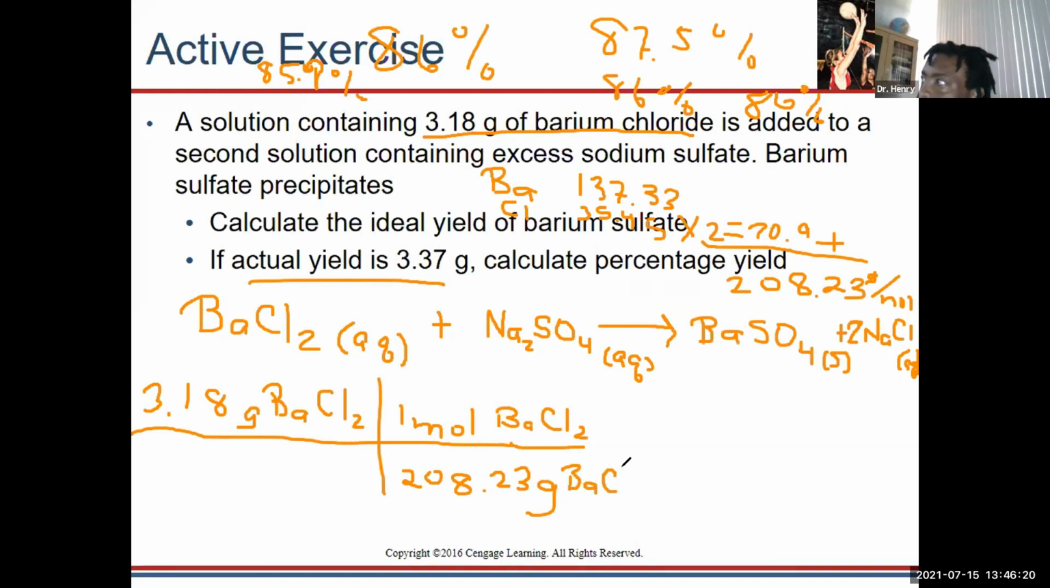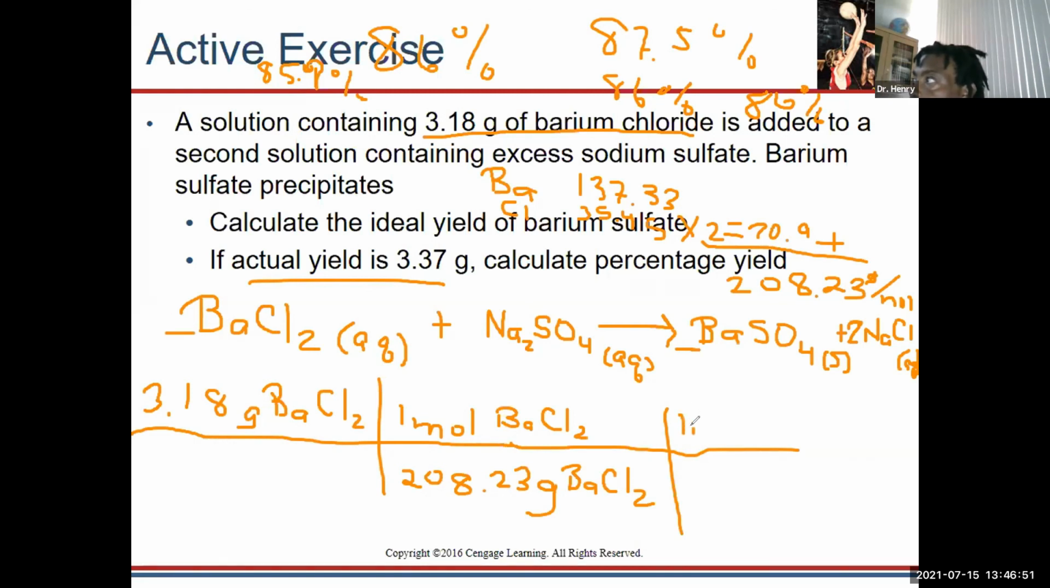Okay, what are we trying to find? So we want barium sulfate. So we want the ratio between barium chloride and barium sulfate. Where am I going to find that? What is the mole to mole ratio? Here's barium sulfate. What's in front of it? 1 and 1. So it's a 1-to-1 ratio.